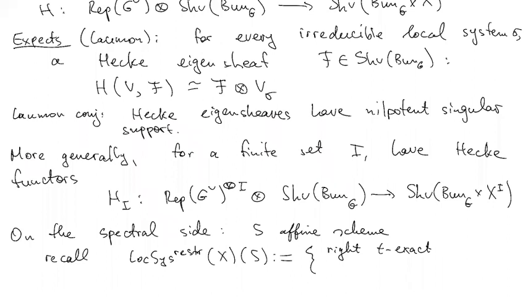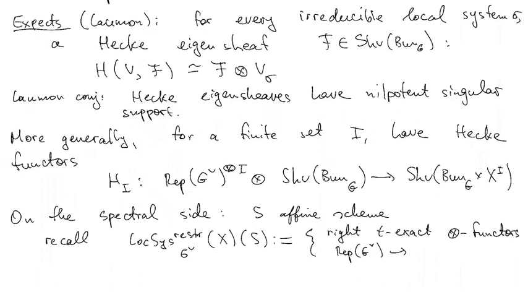Tensor functors from rep of G check, representations of G check, to, well, this thing that I think in some talk was called lease, but let me call it Q lease of X tensor quasi-coherent sheaves of S. There's a groupoid of such. So this is a kind of purely Tannakian description.